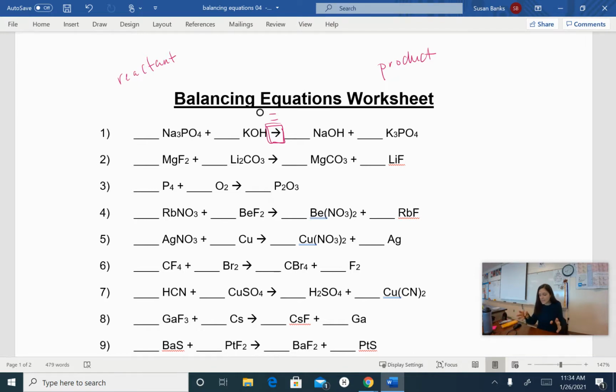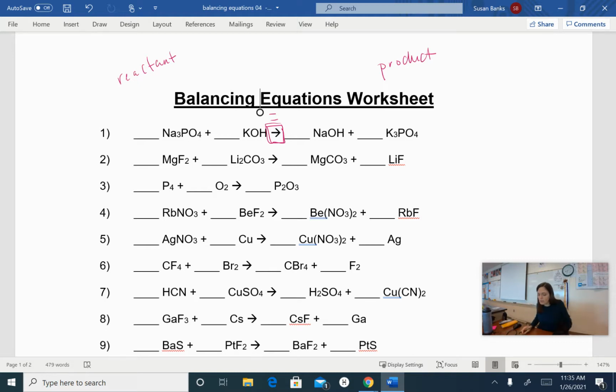So we need to have the same type of atoms on both sides, and we need to have the same number of those types of atoms on both sides of the chemical equation. Okay? The way we practice this is honestly by doing. I think practice by doing is the best way to learn. Now, I like to look at elements one at a time. So let's look at number one.